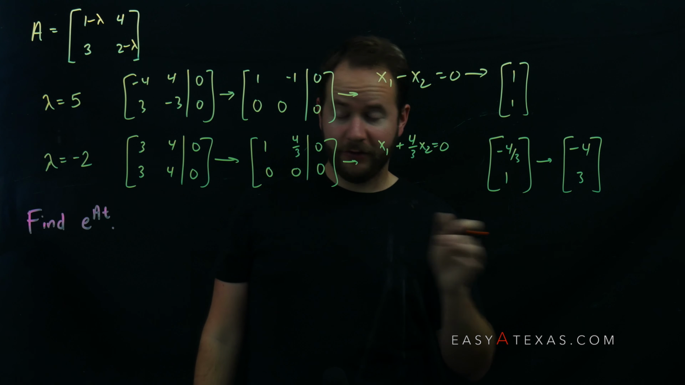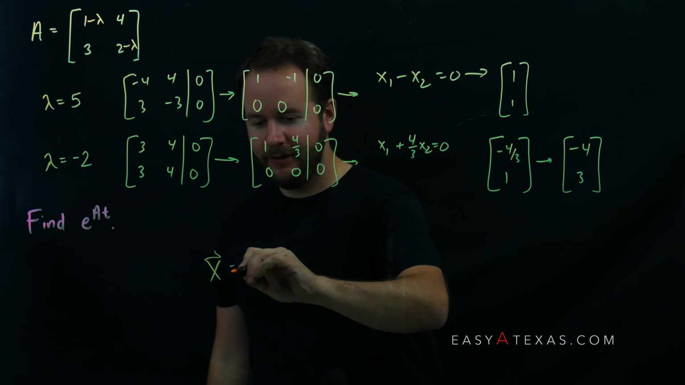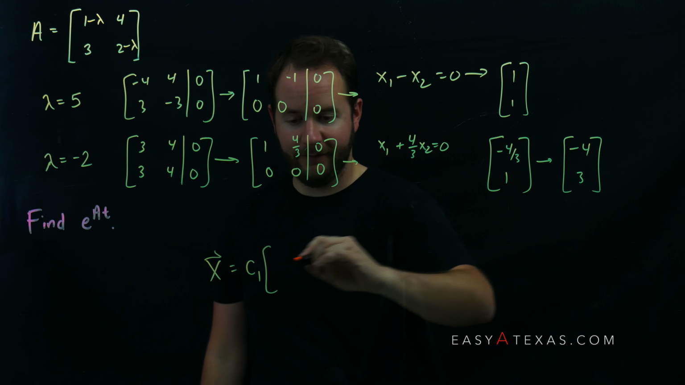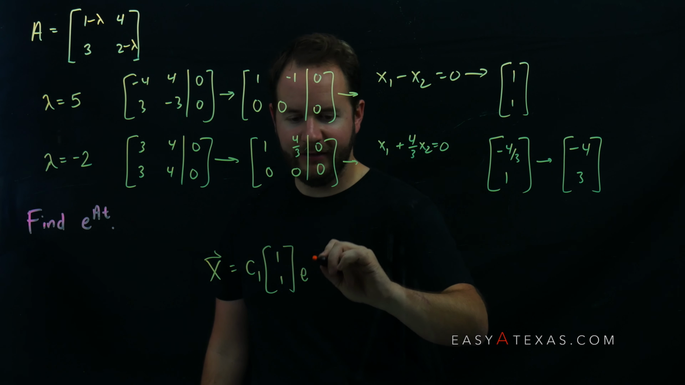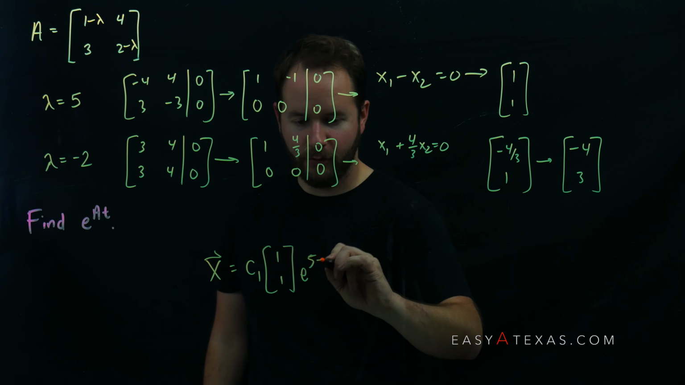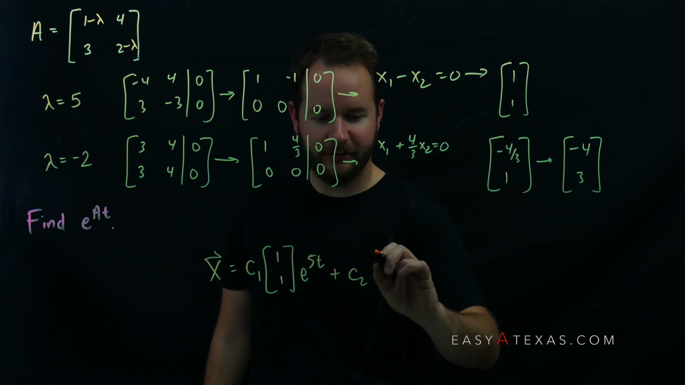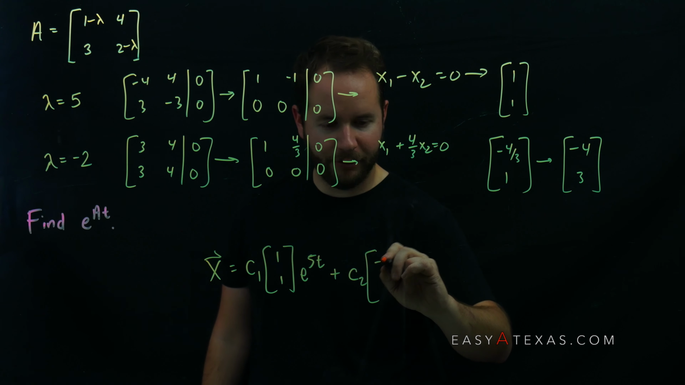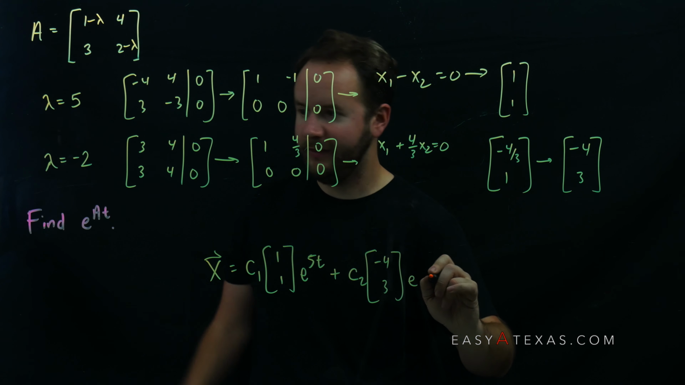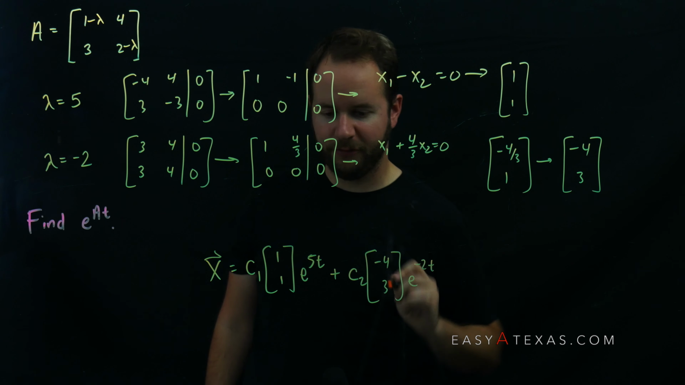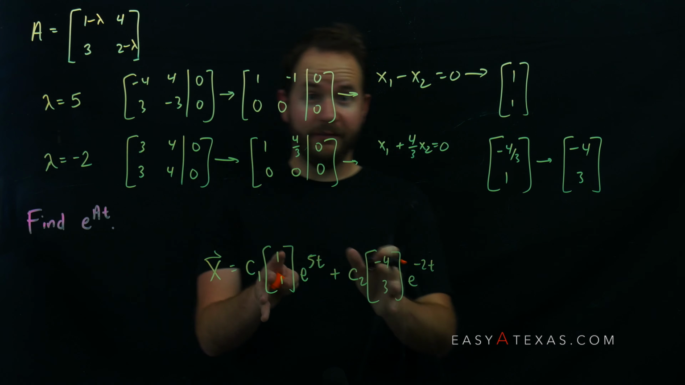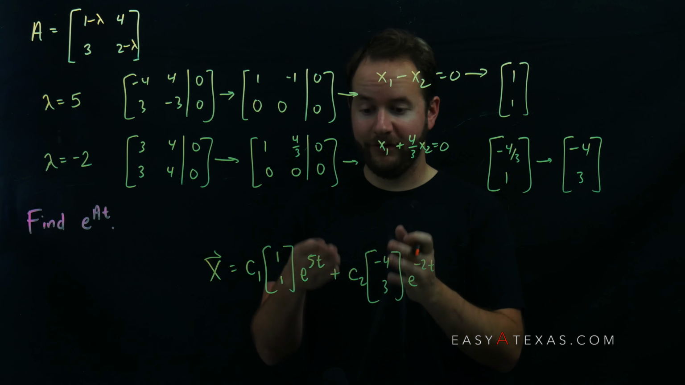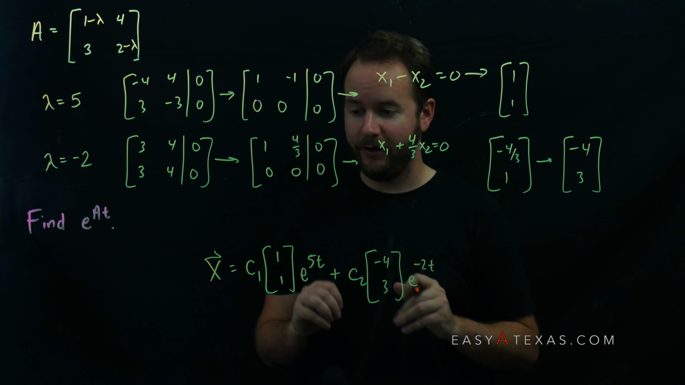Now that I've got my eigenvectors, I can write my solution. That's going to be x vector equals c1 times the first eigenvector of 1, 1 times e to the 5t, since that was the corresponding eigenvalue, plus c2 times -4, 3 times e to the -2t, since that's the corresponding eigenvalue there. This is my solution. It's kind of like how we did this before. This is nothing too new. Hopefully we should all know how to do this process by now.